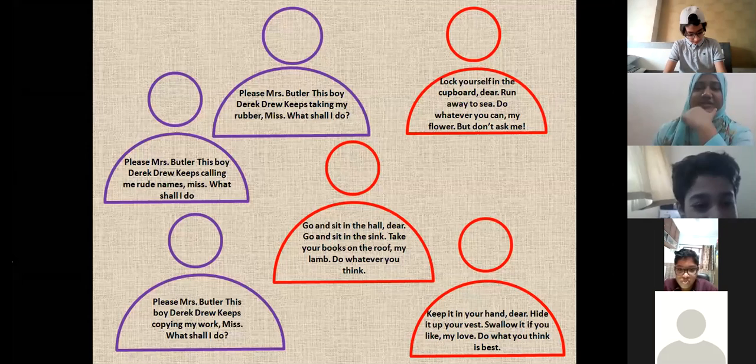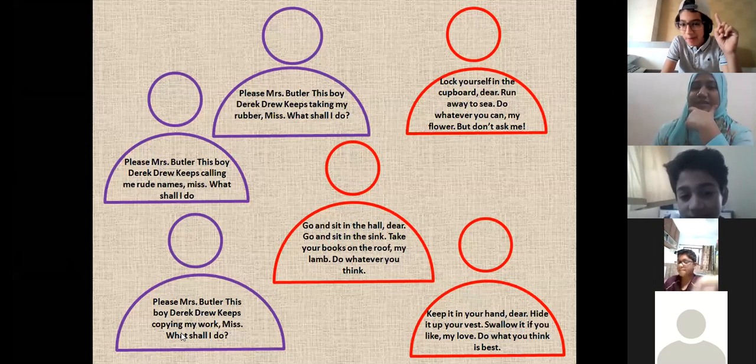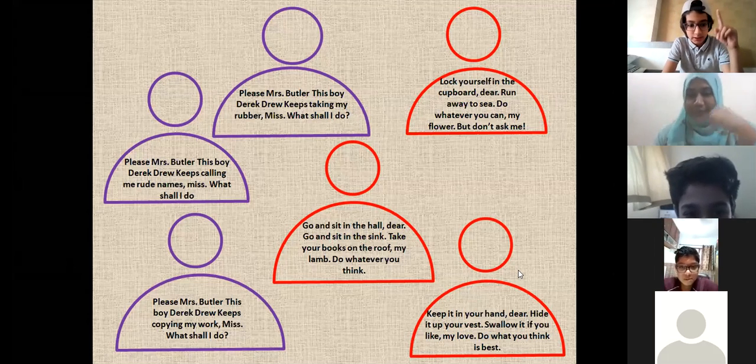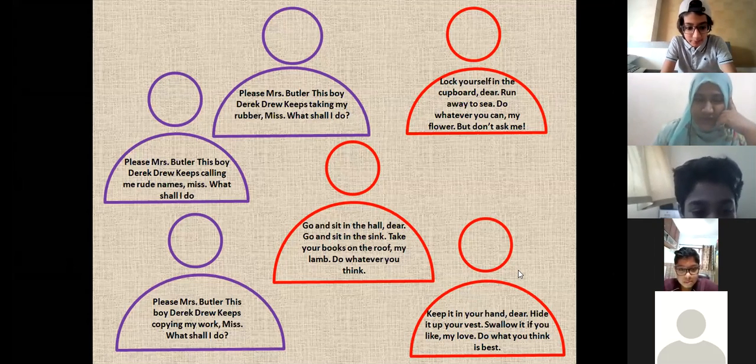Come on, who shall tell me which is the first stanza? So all the purples are the boy and the reds are the teacher. Yes, Abdullah, go ahead. It is this one, ma'am.